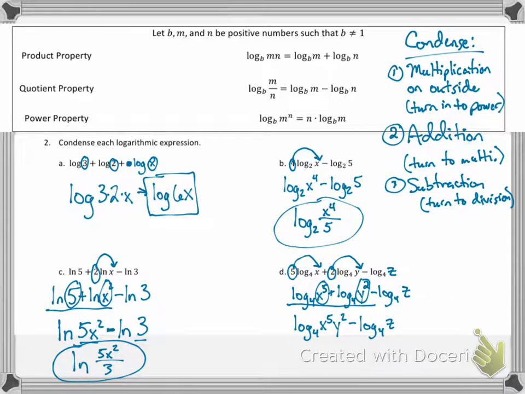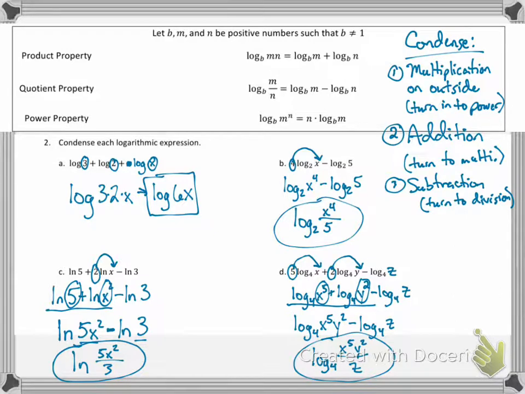And finally, I have subtraction. We're going to turn this into division. So I'm going to take the first grouping of things that I have, x to the 5th times y squared, and put it over z. So my final condensing will be log base 4 of x to the 5th times y squared, all over z.